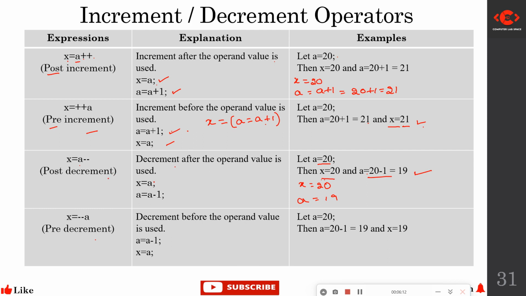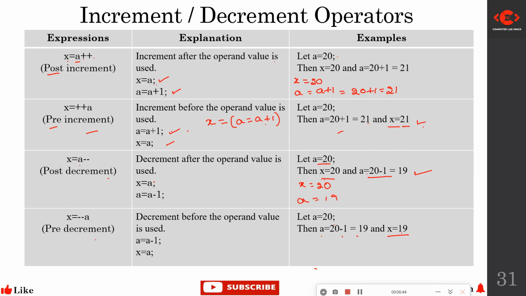Similarly for the pre-decrement. Pre-decrement means first you are going to decrease the value of an operand by 1, then you are going to assign the value to the variable. According to that, I have taken one example here. So a is equal to 20. First it is going to decrease the value by 1. So a is equal to 19. Now the updated value of a, the recently changed value of a, is 19.